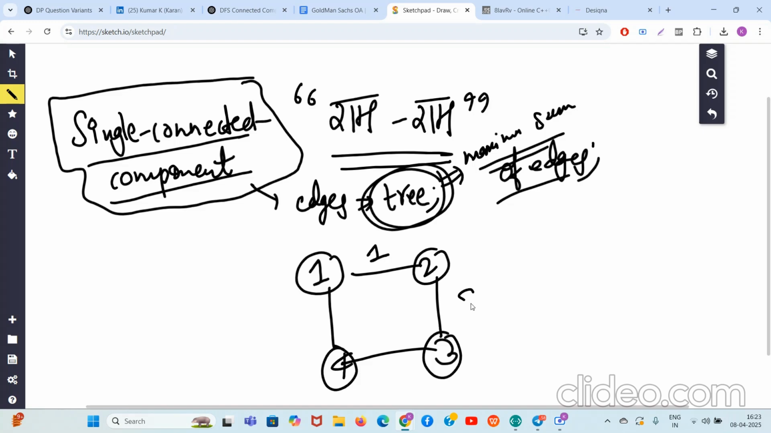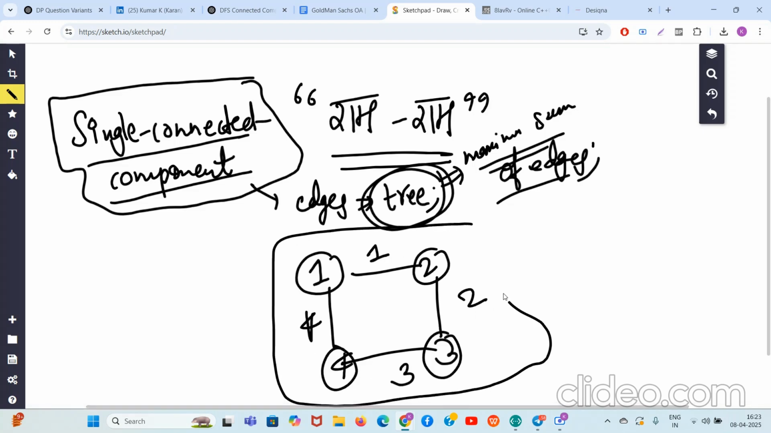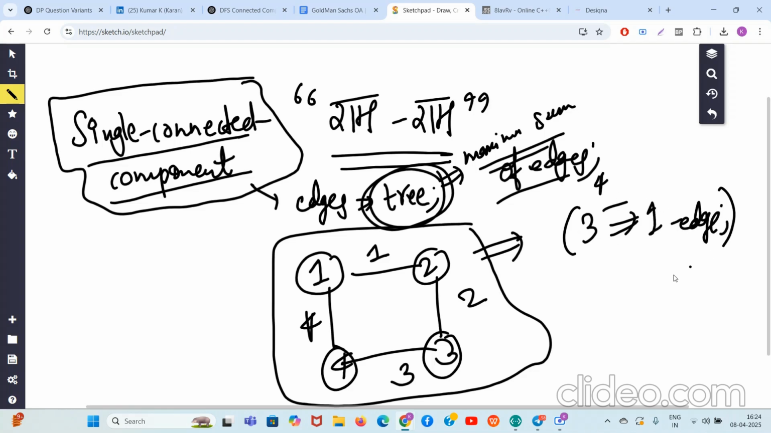This edge is weight 1, 2, 3, 4. Now you need to make it a tree. You want three edges, but currently there are four edges. So you need to remove 4 minus 3, one edge. Which edge will you remove? You can either remove this edge or this edge or this edge or this edge. Which one will you remove? Think about it, lovely student.